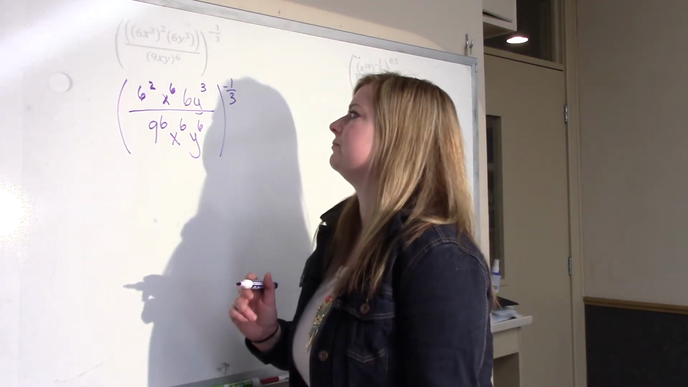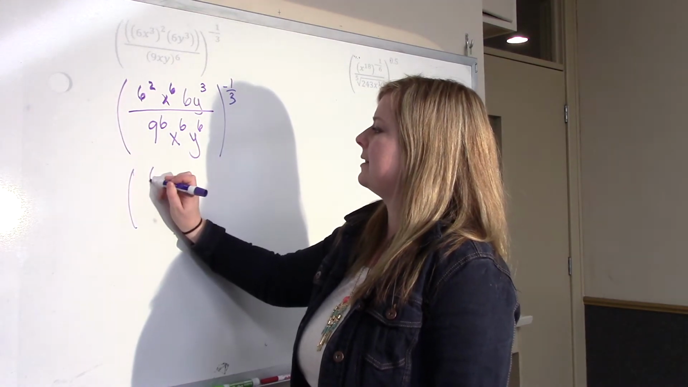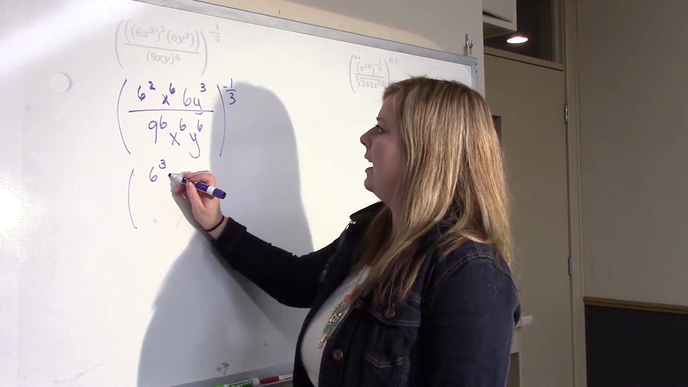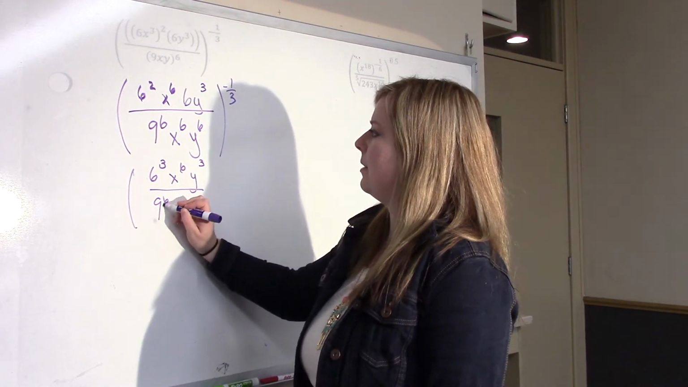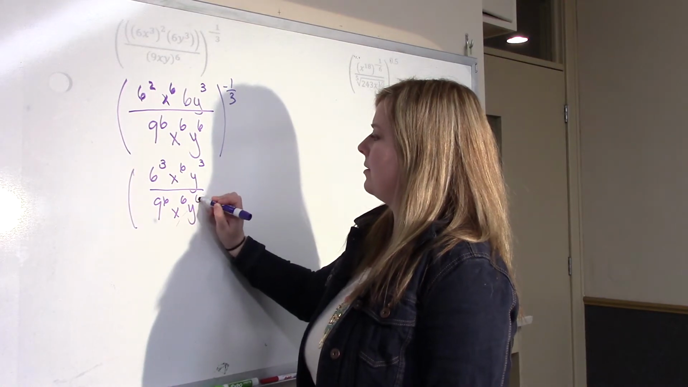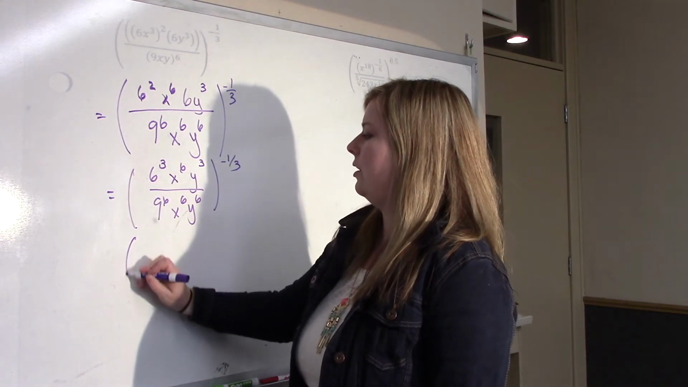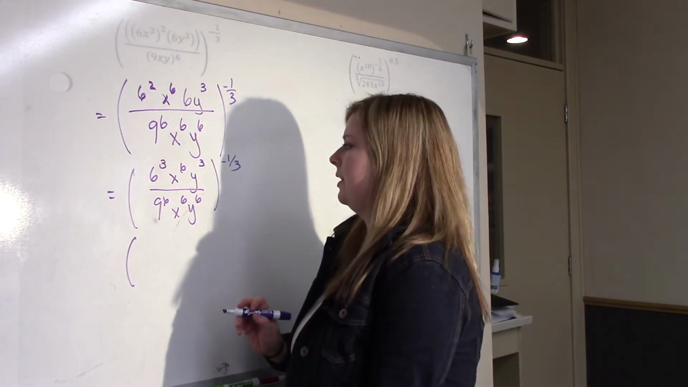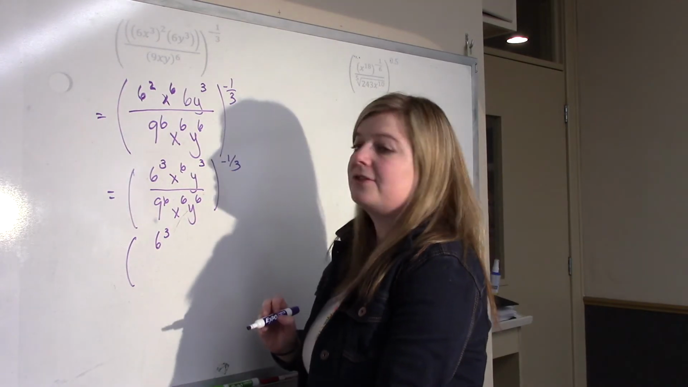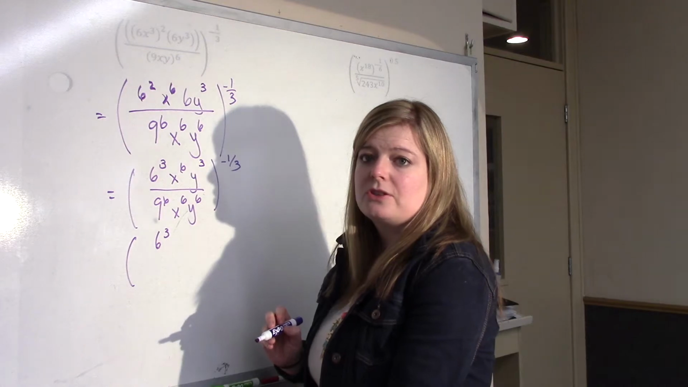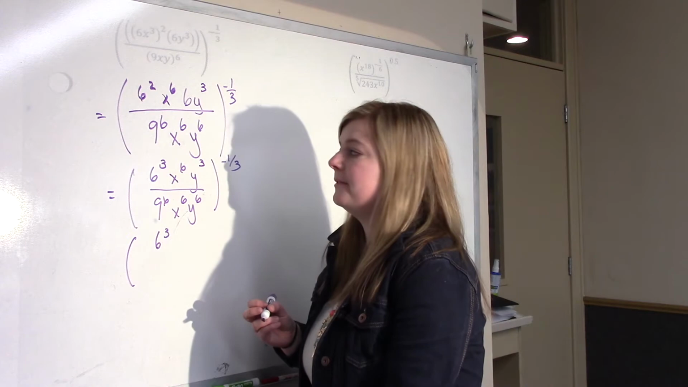You can change them. So the top will become 6 to the power 3, x to the power 6, y to the power 3, over 9 to the power 6, x to the power 6, y to the power 6, and it's still all to the -1/3 because I haven't dealt with that yet. Now I'm going to deal with what's going on here. So I get 6 to the power 3. Now 6 minus 6 is just 0, so I get x to the power 0, which is just 1. So I don't need to write anything. There's no more x values that I need to write.